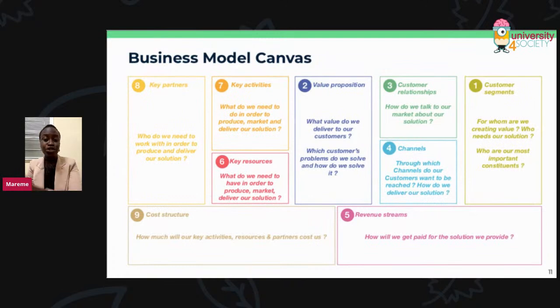So once you understand your actual customer segments, and you know what your value proposition is, and you have established how you're going to build this customer relationship, the channel should come right away: which channel do you use to communicate with them. The number 5 is revenue streams. How are you going to make money?